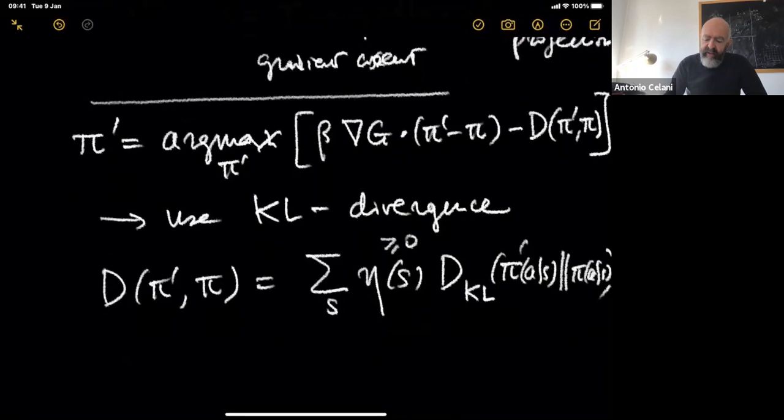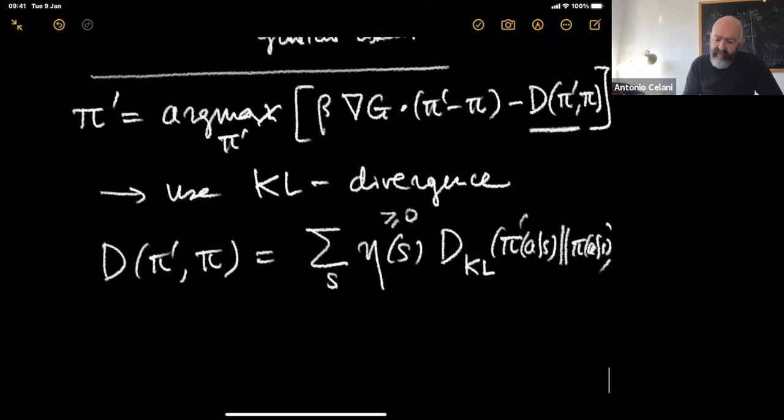So now let's try and do the same thing that we did before, now with this object. Clearly, this quantity here now is not anymore quadratic. It's more complicated. But the bottom line is that if we use the Kullback-Leibler divergence, we are actually able to do this maximization exactly. Okay, so let's see how it works.